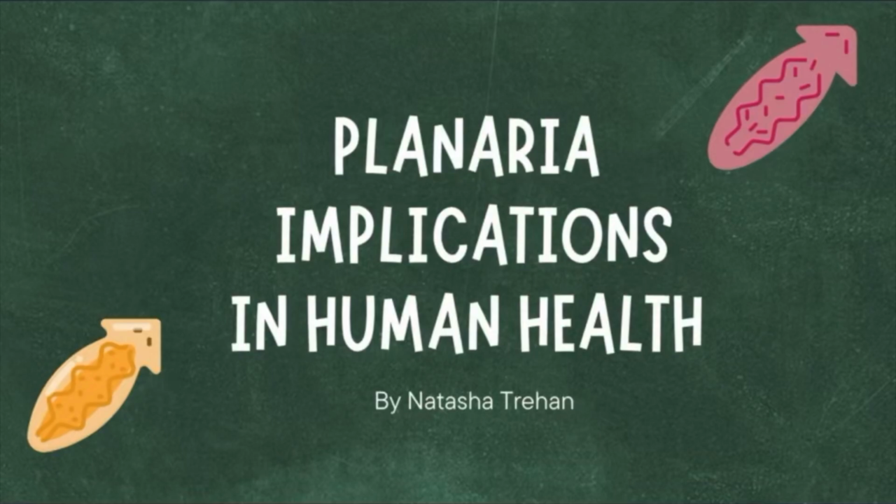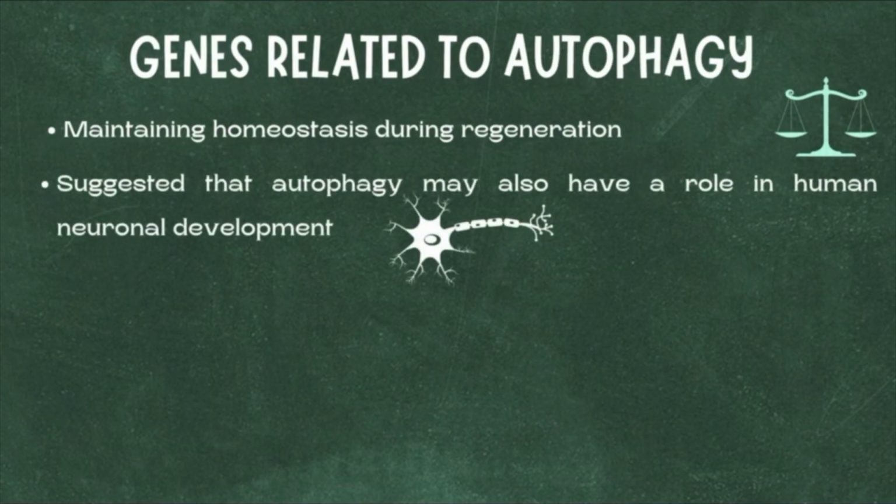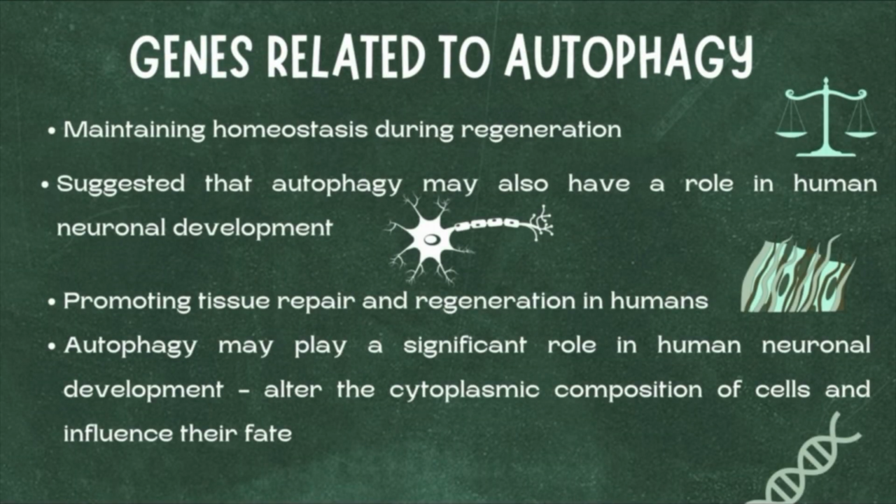The question that I've chosen to explore is how Planaria regeneration processes might have implications for human health. Autophagy is a cellular process that involves the degradation and recycling of cellular components crucial for maintaining homeostasis during regeneration in these remarkable creatures. What's intriguing is that autophagy is not only important in Planarian regeneration, but also in human neuronal development. These processes can alter the cytoplasmic composition of cells and influence their fate.